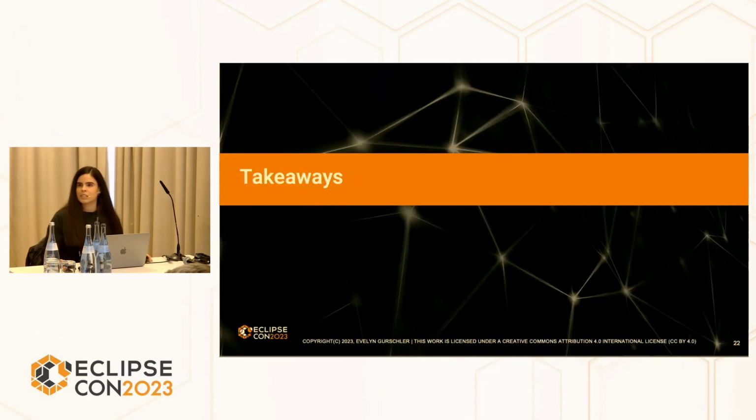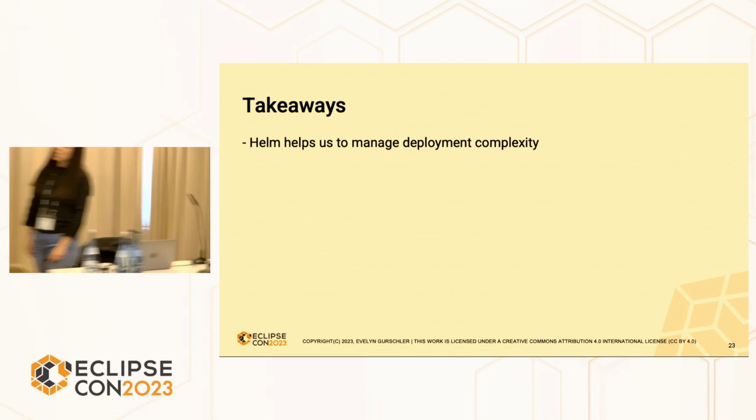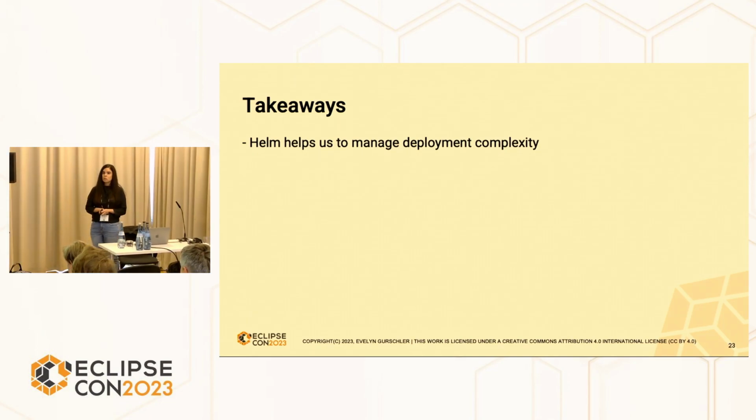Great. So let's come to the takeaways of this talk. In essence, Helm charts support us in keeping an overview of all the applications and their dependencies, infrastructure, and interfaces, and bringing them into a deployable unit. They also help when it comes to keeping track of versioning, because Helm charts can be versioned, as we saw in the metadata file. Moreover, it's a powerful tool for templating and, as a result, managing configuration. So in recap, Helm and Helm charts help us to manage deployment complexity.